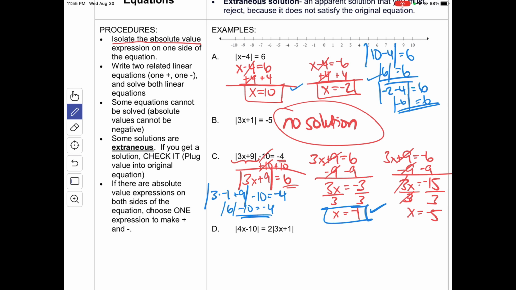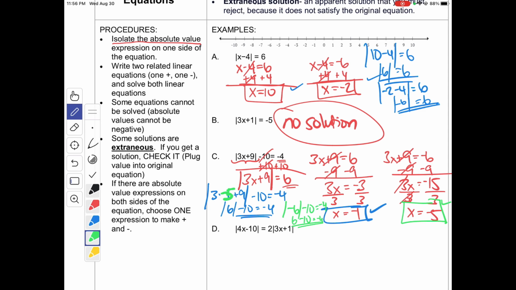And we can do the same thing for the value x equals -5. If I plug this in for a -5 value here, 3 times -5 is -15, plus 9 is -6. Minus 10 equals -4. 6 minus 10 equals -4. And that also checks out. So my second value of x is true.